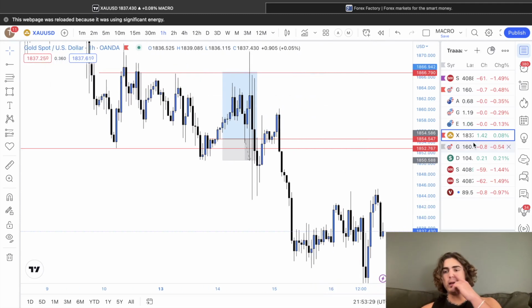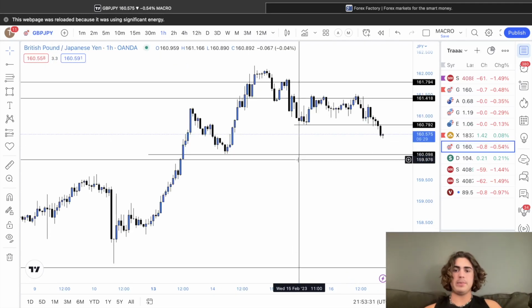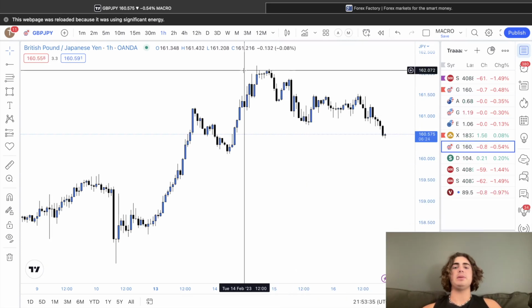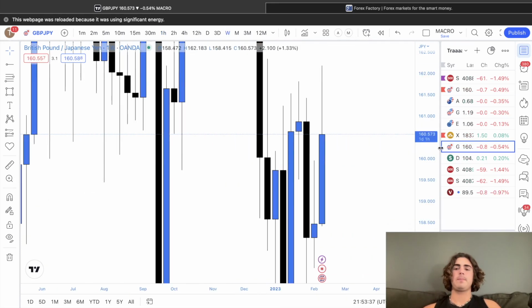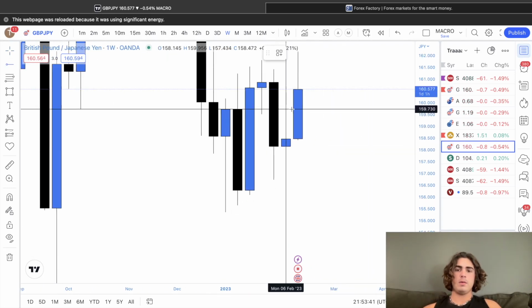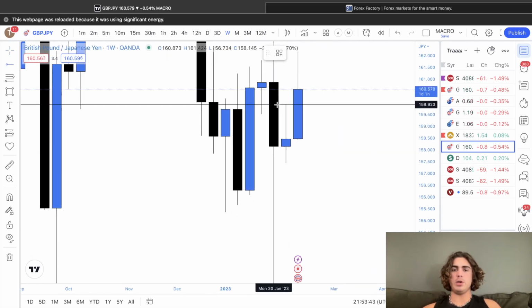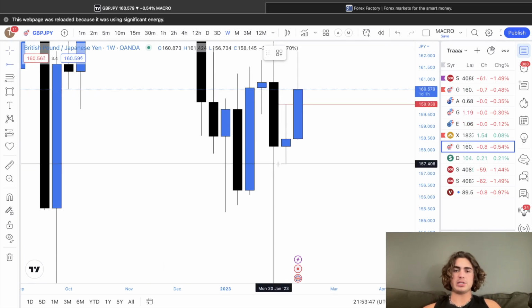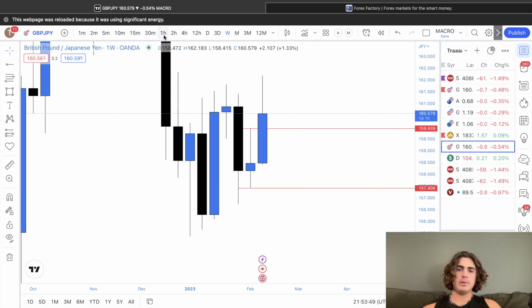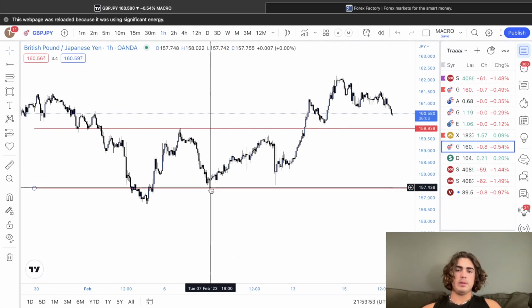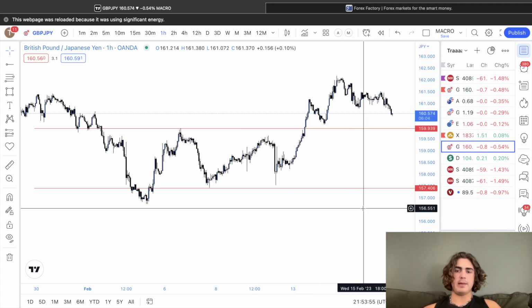Okay. Now let's go into GBP JPY. Okay, I'll remove all these drawings. And this is what happens, right? This is what you should do when it goes past the high or the low and you don't see a reaction, okay? So if we go in here, we see this is the low, this is the high, right?